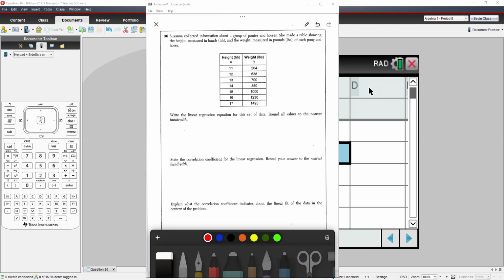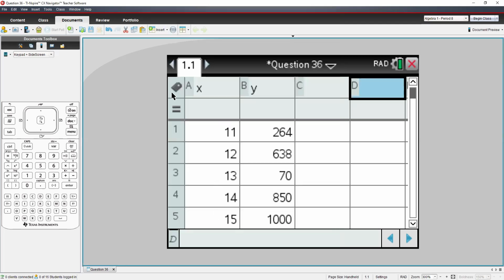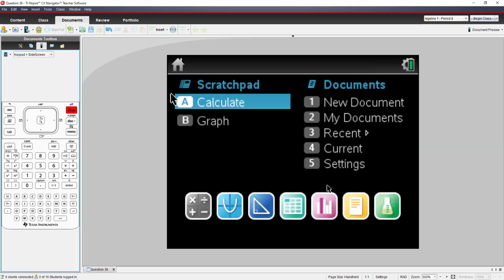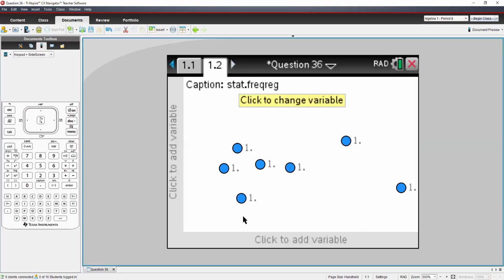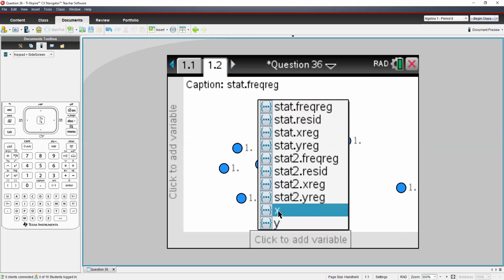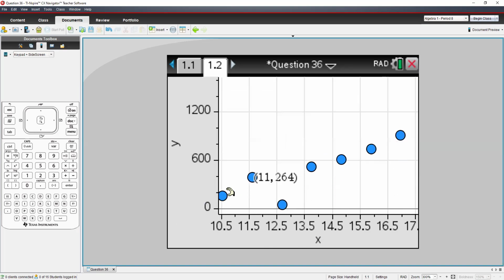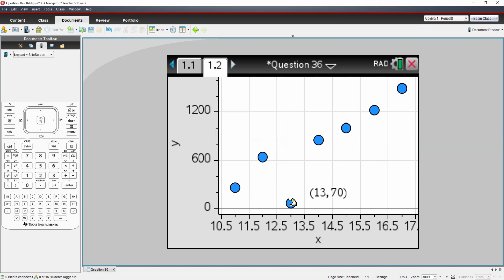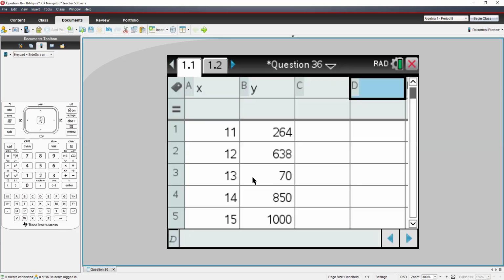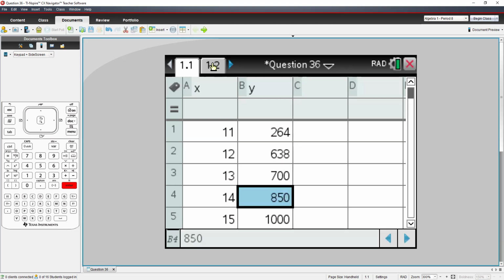So I've already got the data in here. Now what I'm going to do is go to the home screen, go to data statistics. Down here, I'm going to choose X, and then over here, I'm going to choose Y. So that is the equation. It is not a perfect correlation. I'm going to make sure that's 13. Yep, that's off. So now just looking at that, I can see that one of my data points was off. So I got to go back and fix that, put in 700. Now, if I go back to the spreadsheet, that's perfect.